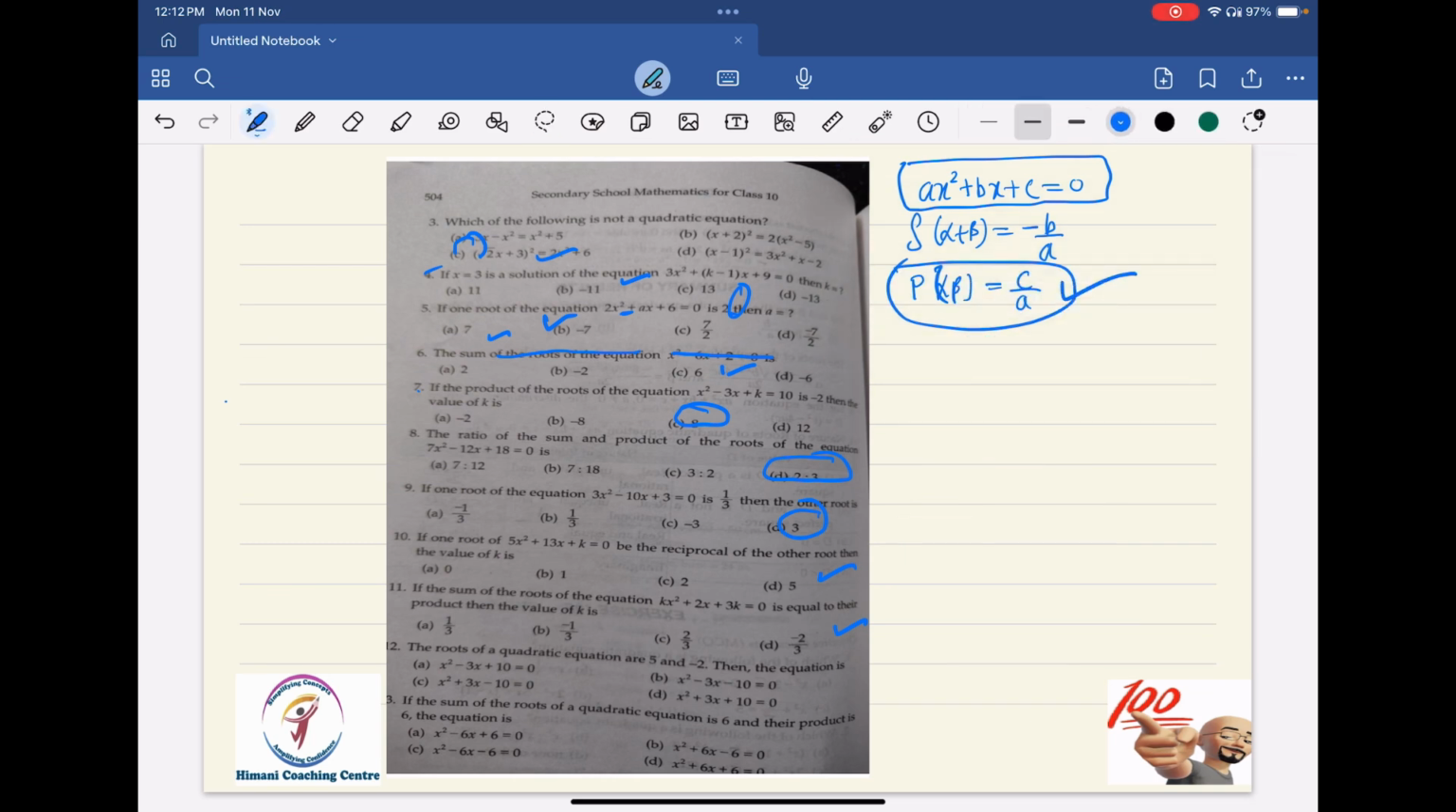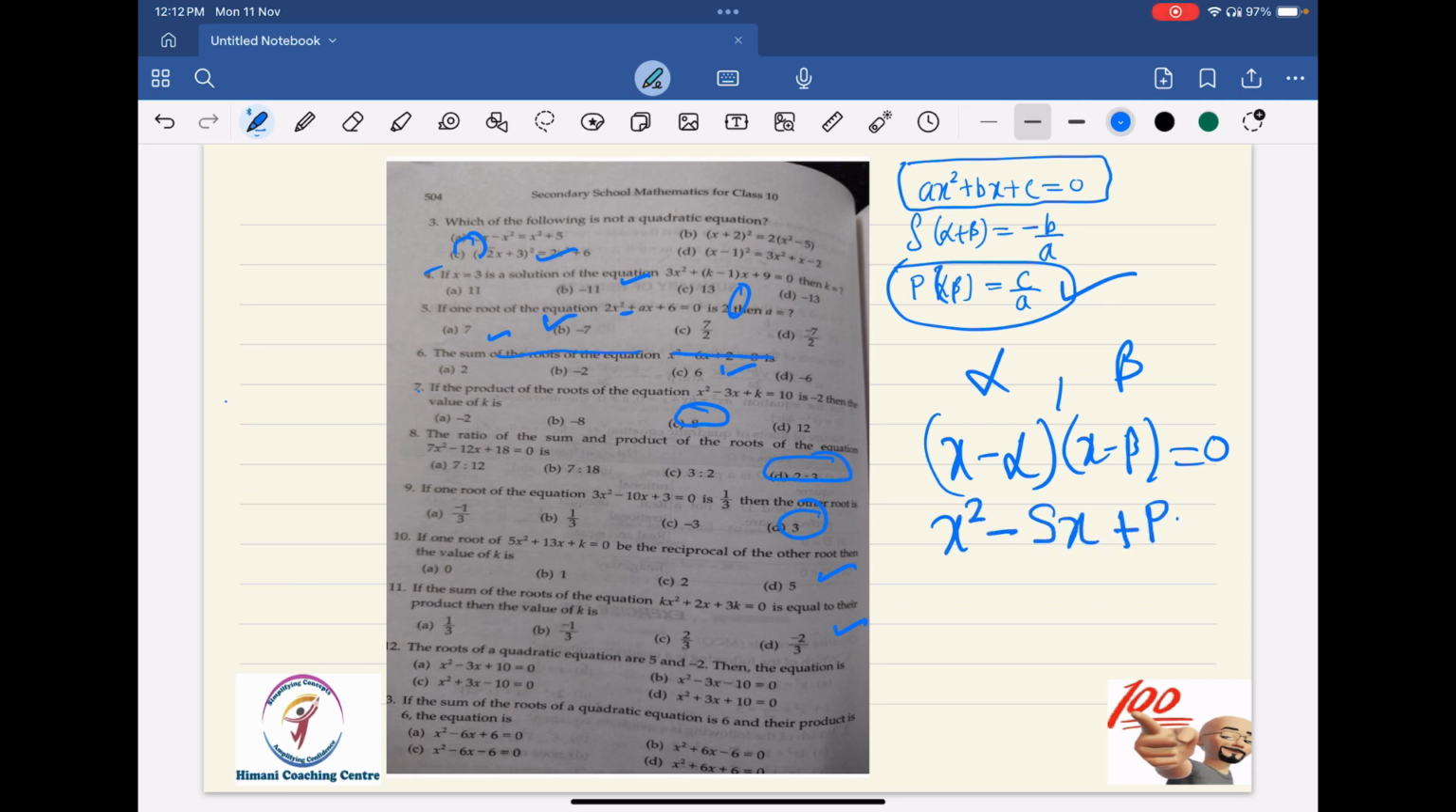It says the roots of the quadratic equation are 5 and minus 2. So whenever roots are given, how do we find the equation? If alpha is one root and beta is another root or solution or zero, the equation is x minus alpha times x minus beta, which is equal to 0. Now, if you solve this, we can also write it as x square minus sx, where s is the sum of roots, plus the product, which is equal to 0.